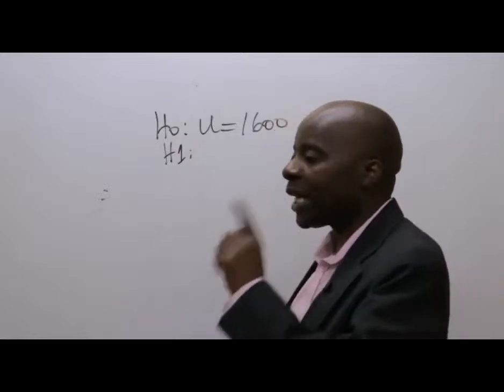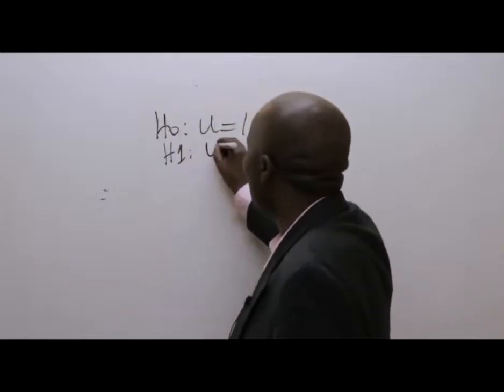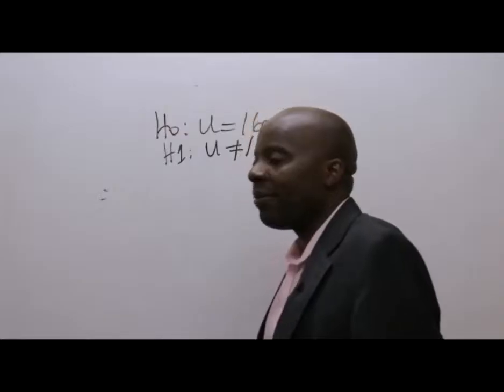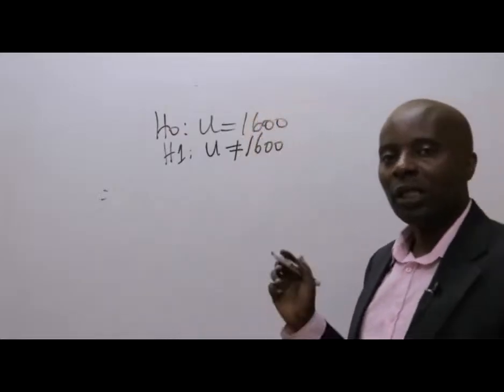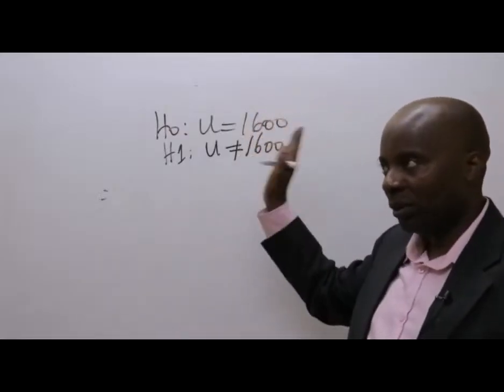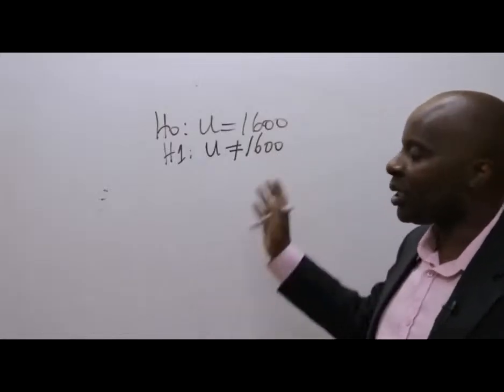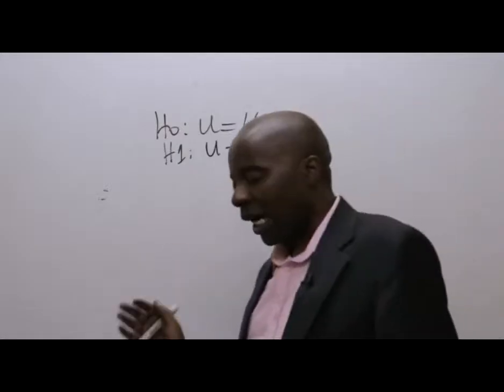So my alternative claim, ladies and gentlemen, will be U is not equal to 1,600. Why? Because I appreciate the fact that some bulbs will take more time and the other bulbs will take less time. So this is my alternative hypothesis.